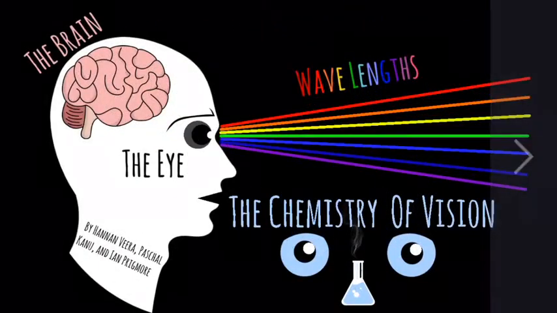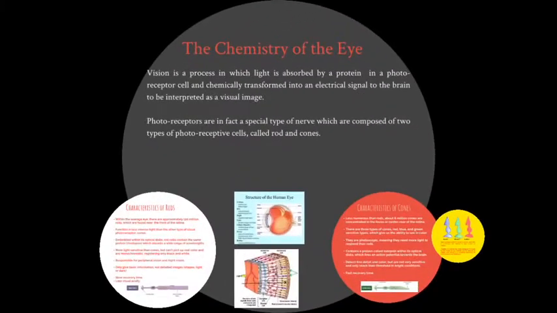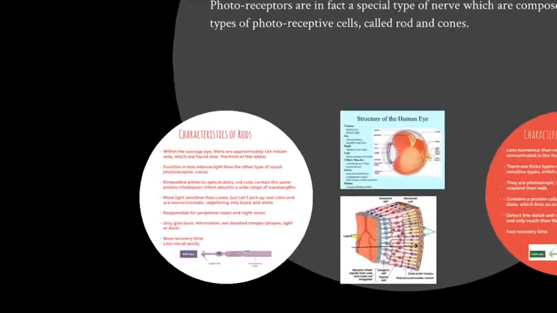The eye. Vision is simply a process in which light is absorbed by proteins in photoreceptor cells, chemically transformed into an electrical signal, and sent to the brain to be translated into an actual image. Photoreceptors are special types of nerves, which are composed of two types, rods and cones.